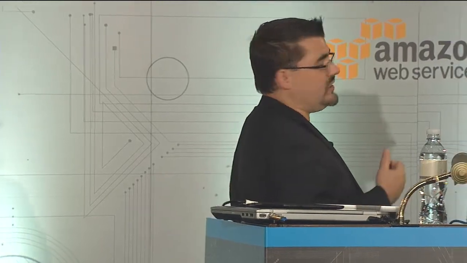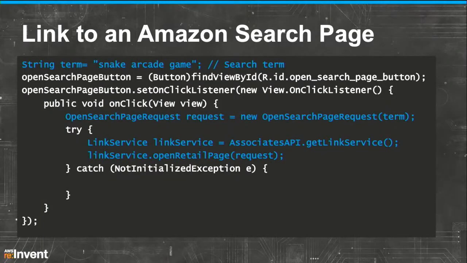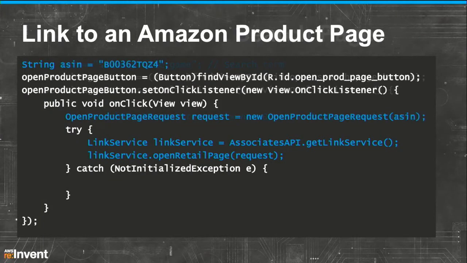The next is a search page. So you can see I've added a string. I'm calling it term, and I'm saying snake arcade game. All of this code is exactly the same, except the type of request I'm now doing is an open search page request. Everybody see that? So just one line of code to do an actual search.